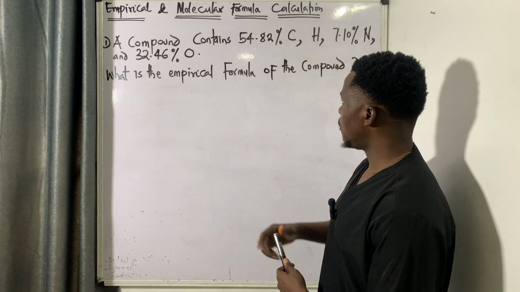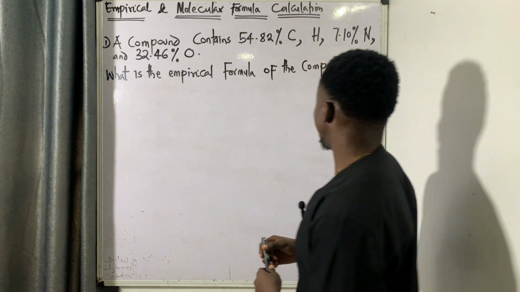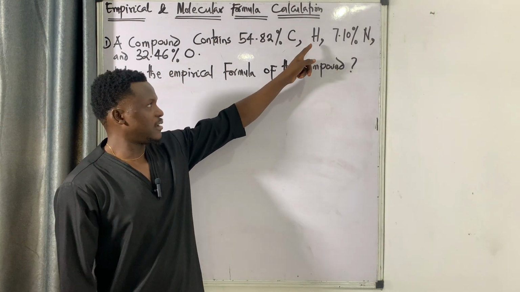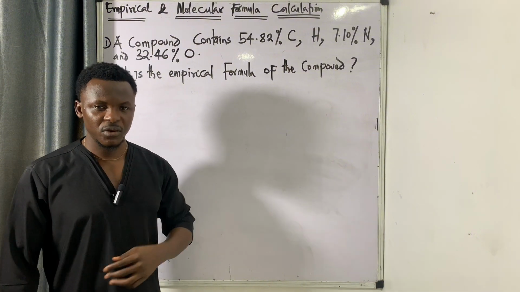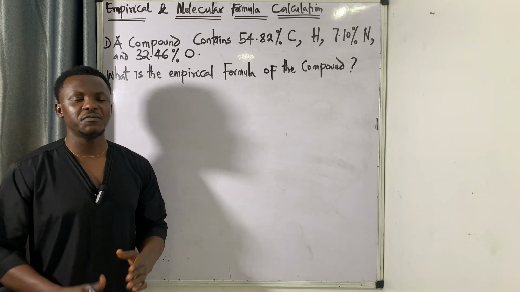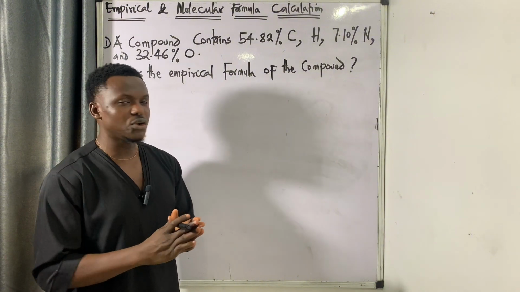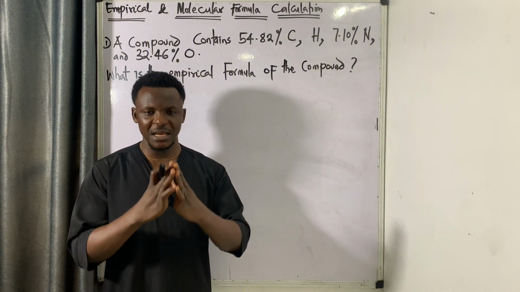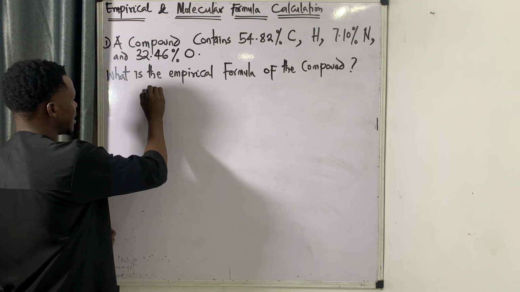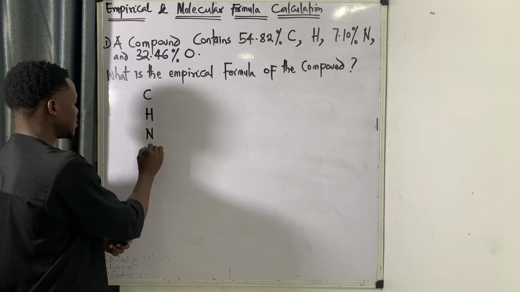A compound contains 54.82% of carbon, hydrogen, 7.10% of nitrogen, and 32.46% of oxygen. Now, if you notice something here, they did not give us a percentage of hydrogen. They only gave us a percentage of carbon, nitrogen, and oxygen. And we are asked to solve for the empirical formula. Now, what you're simply going to do here, in cases like this, since the composition of the compound, remember, a compound must always contain elements, right? We are being told that this compound contains carbon, it contains hydrogen, it contains nitrogen, it contains oxygen.